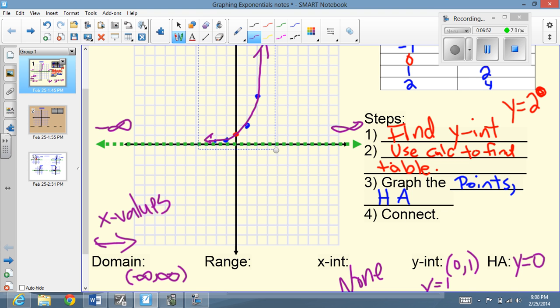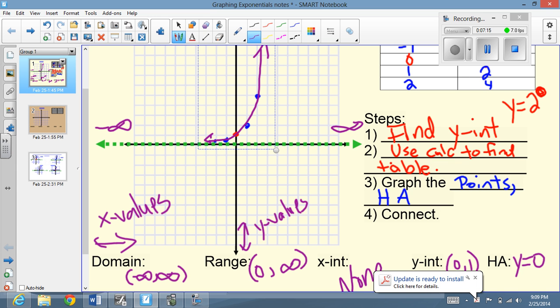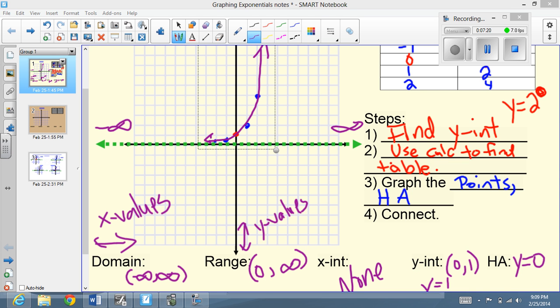Our range, on the other hand, our ranges are up and down. Those are our y values. And we do not go all the way down to negative infinity here because we hit our asymptote at the x-axis. Okay? So our range actually goes from 0 up to infinity because we do go up as far as we can go, but we do not go all the way down. We get stuck when we try to cross 0.